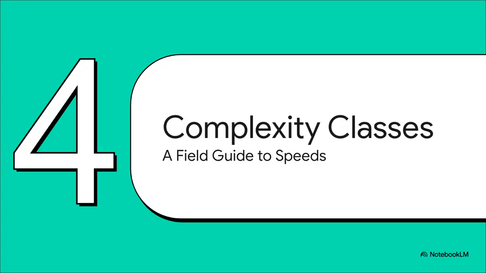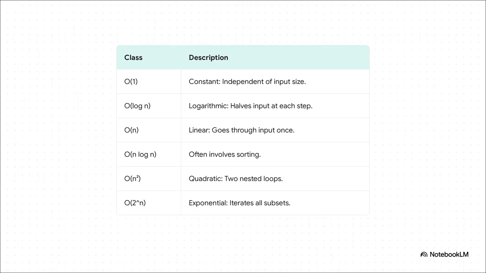So, by using these simple rules for loops, phases, and recursion, we can start to categorize our algorithms into different performance buckets. And that brings us to Section 4, the complexity classes. This is basically a field guide to algorithm speeds. It helps you know almost instantly if an idea you have is going to be fast enough. And here's that field guide.